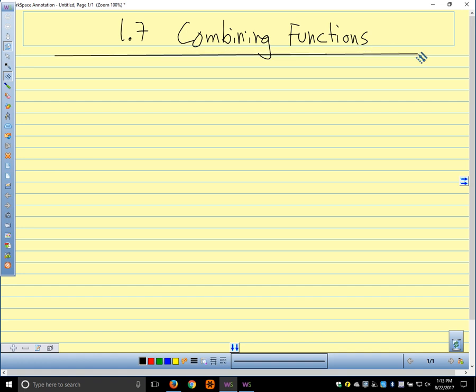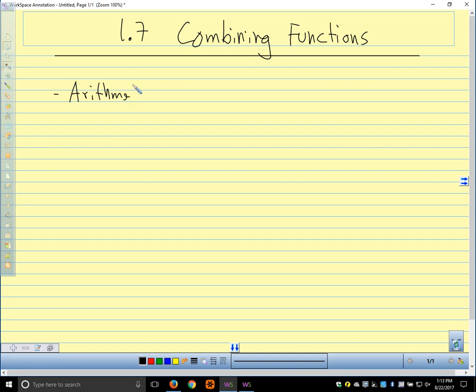So when we're talking about combining functions, for the first part of what we're talking about, what we're interested in is arithmetic. And then we'll talk about another way of combining functions, but nothing really new.